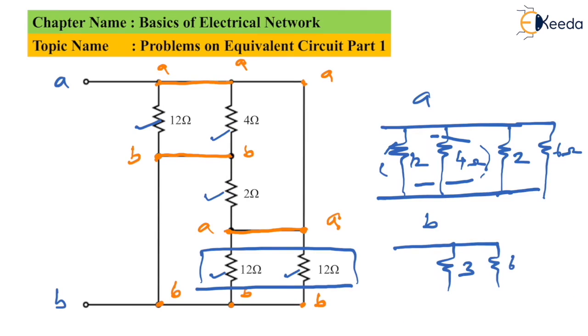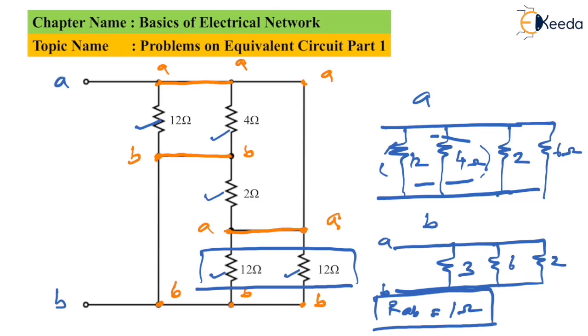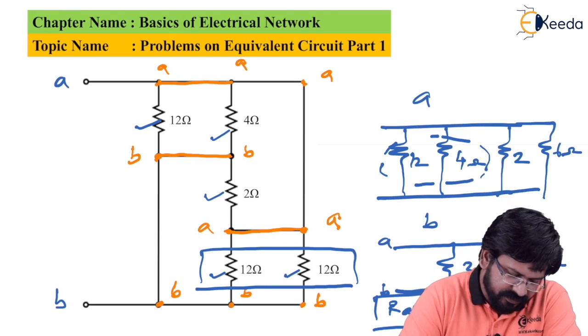Is in parallel with 6, is in parallel with 2, and this becomes total circuit between A and B. So 3 parallel to 6 is 2 and 2 parallel to 2 is again 1 ohm. Effectively, I can say that the value of RAB is equal to 1 ohm. So this is how we solve the problems with the help of point method. Let us go to the next problem.